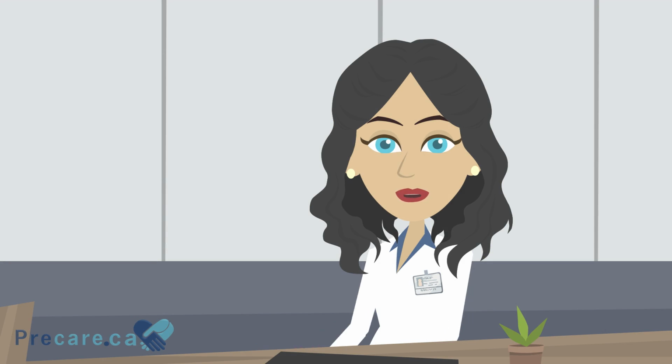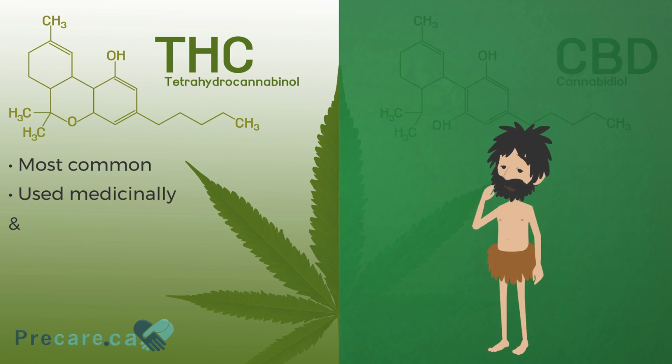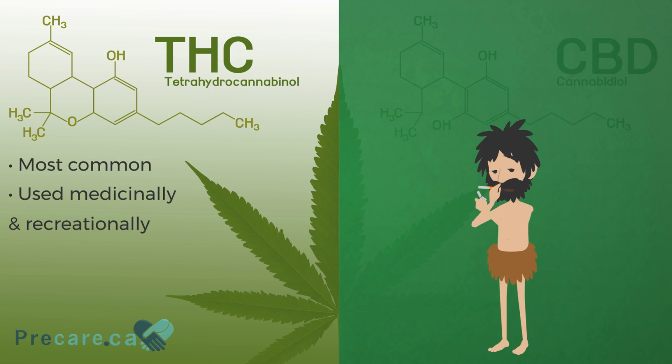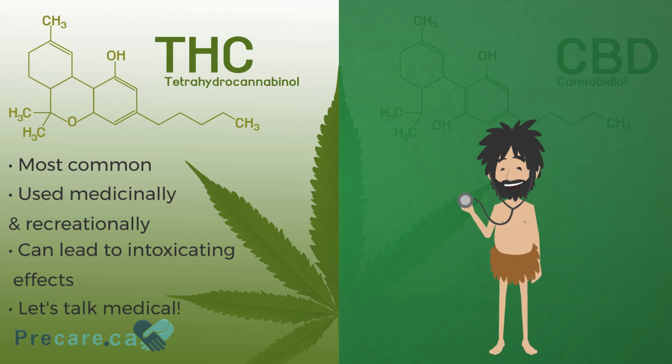What is THC? The most common cannabinoid typically found in the cannabis plant is THC. Cannabis plants with high concentrations of THC have been used both medicinally and recreationally throughout history. The ingestion of THC can lead to intoxicating effects, but also serves numerous medicinal purposes.